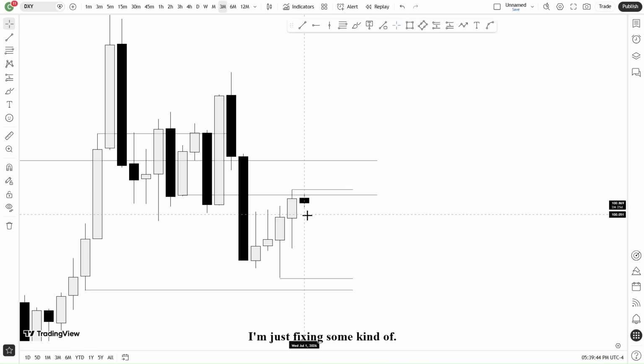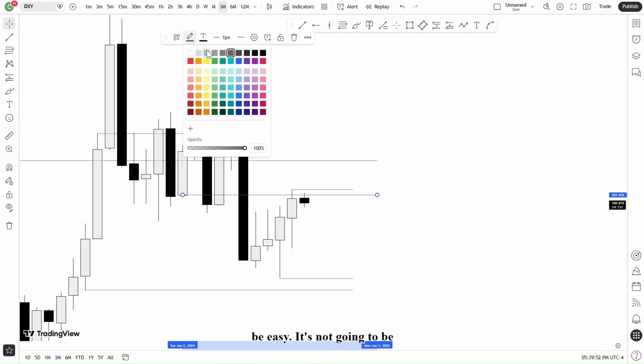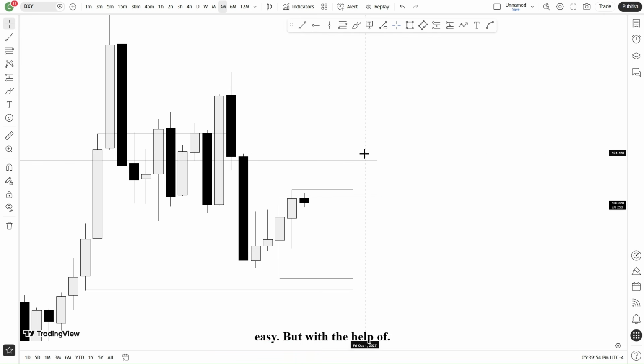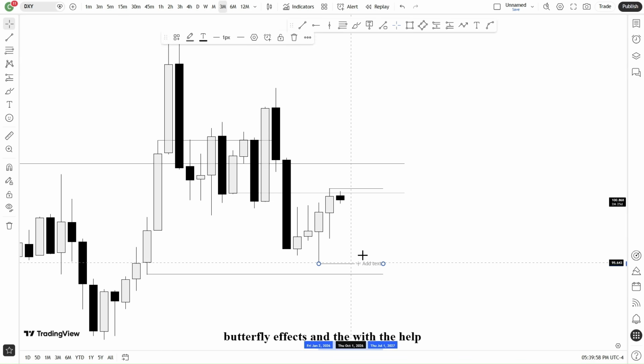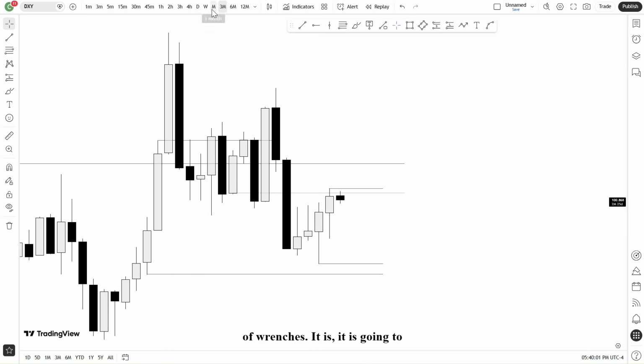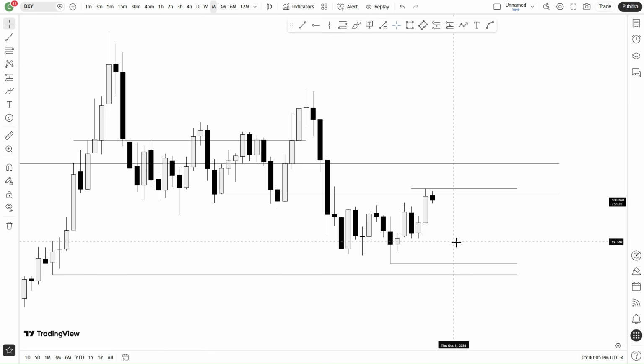So I'm still expecting some kind of delayed protraction before the high of the year is in, because it's not going to be easy. It's not going to be easy. But with the help of the butterfly effect and with the help of ranges, it is going to be easy, by the grace of God.